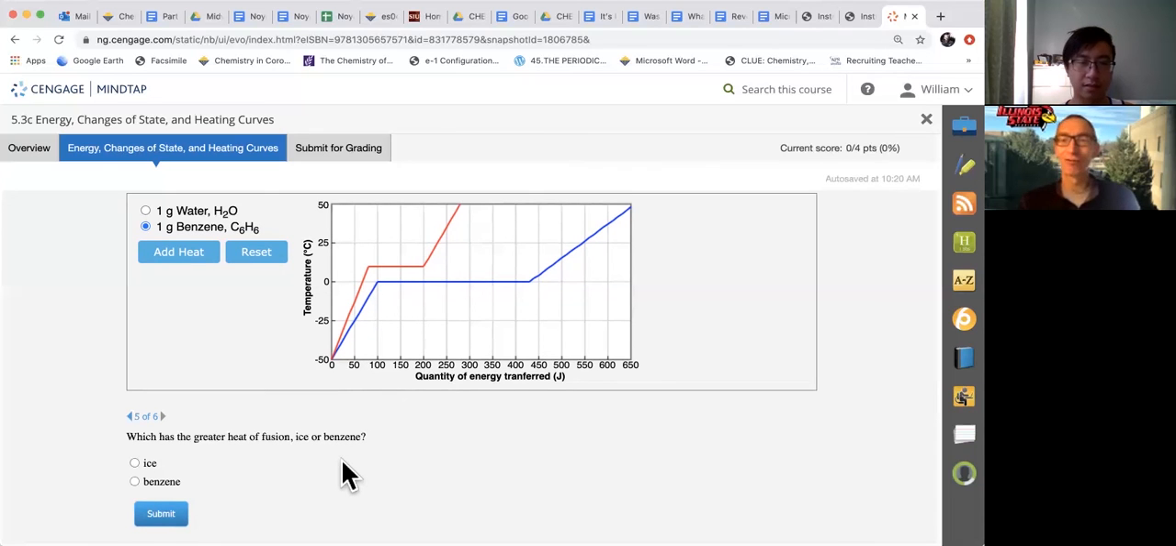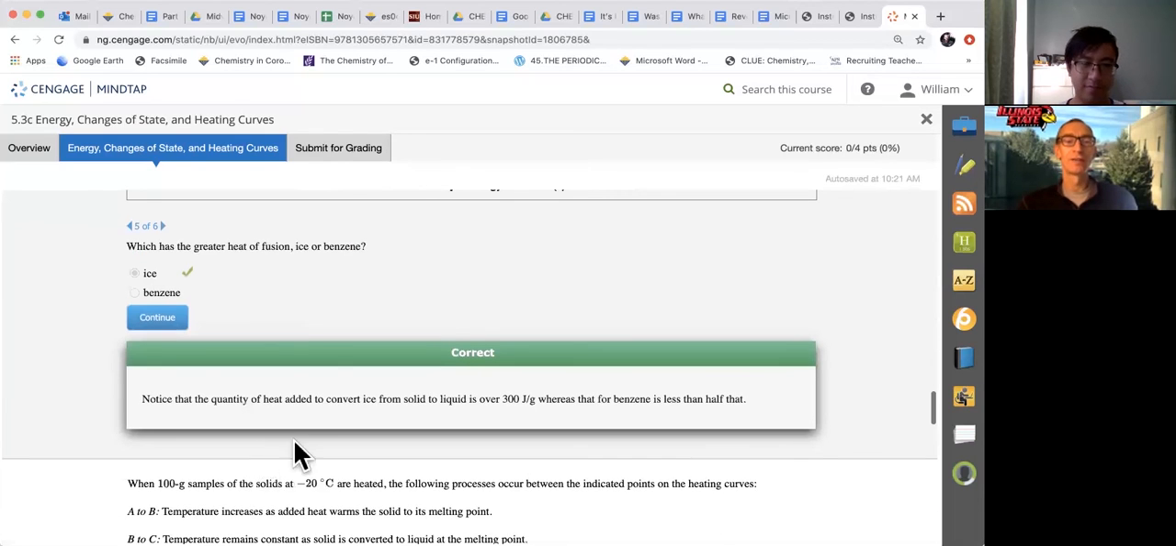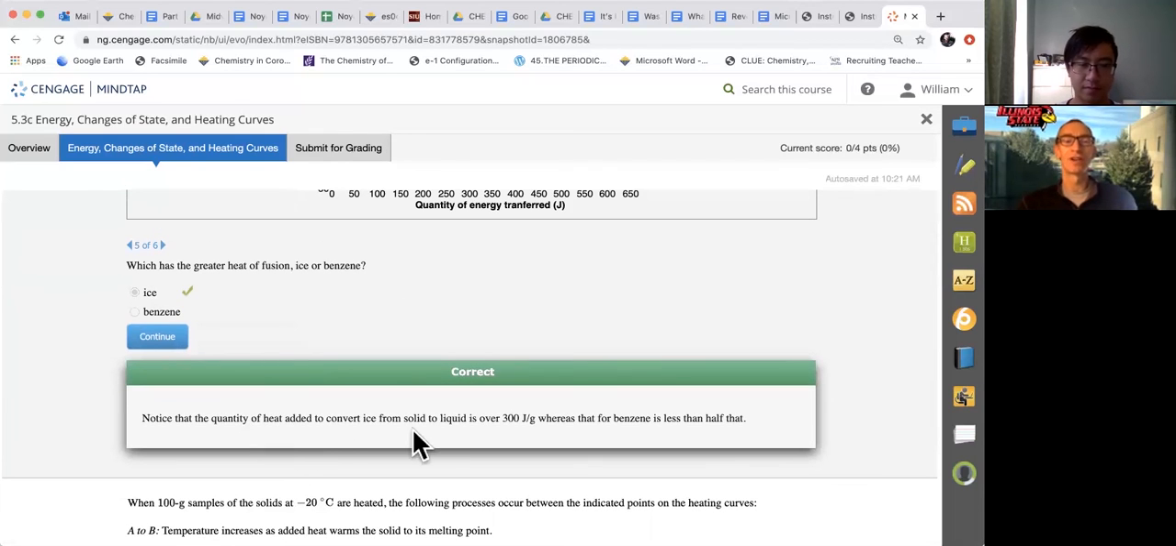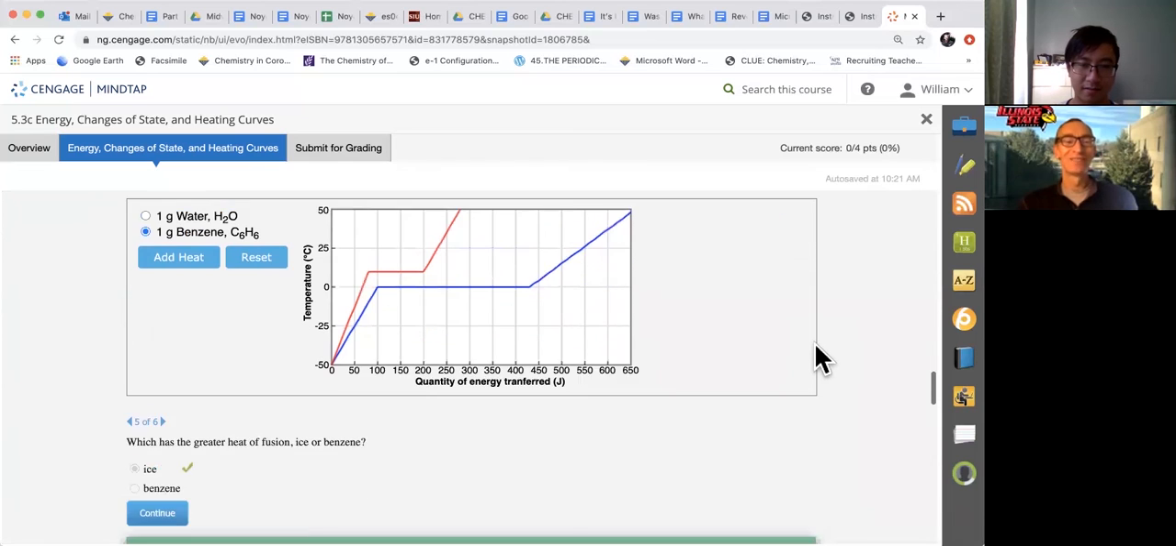Does that make sense? Do you like that, Kevin? Yeah, it's just like the longer horizontal line. Yeah, I think so. So what happens, ice. Quick. Notice that the quantity of heat added to convert ice is over 300 joules, and benzene is less than half that. Okay, I agree with their math this time. Okay, nice. Okay, next question.